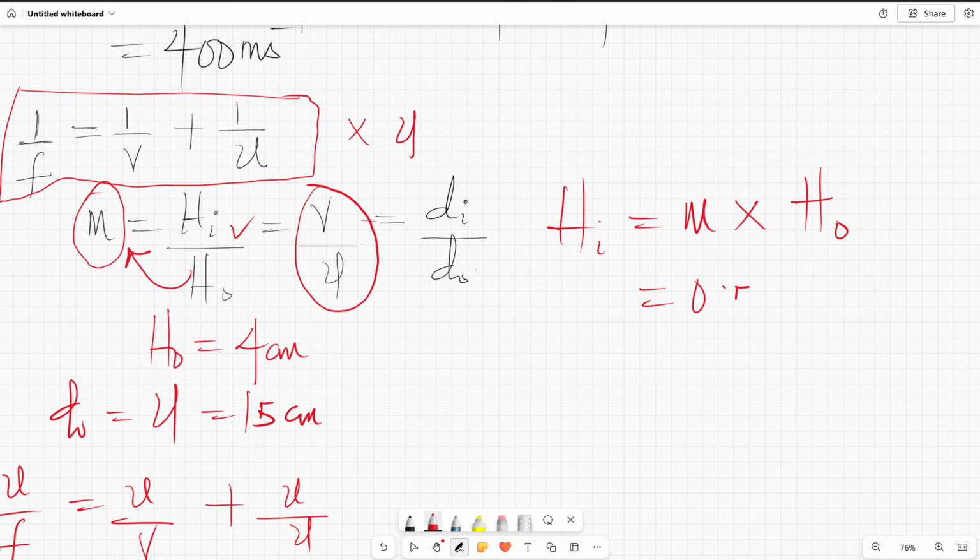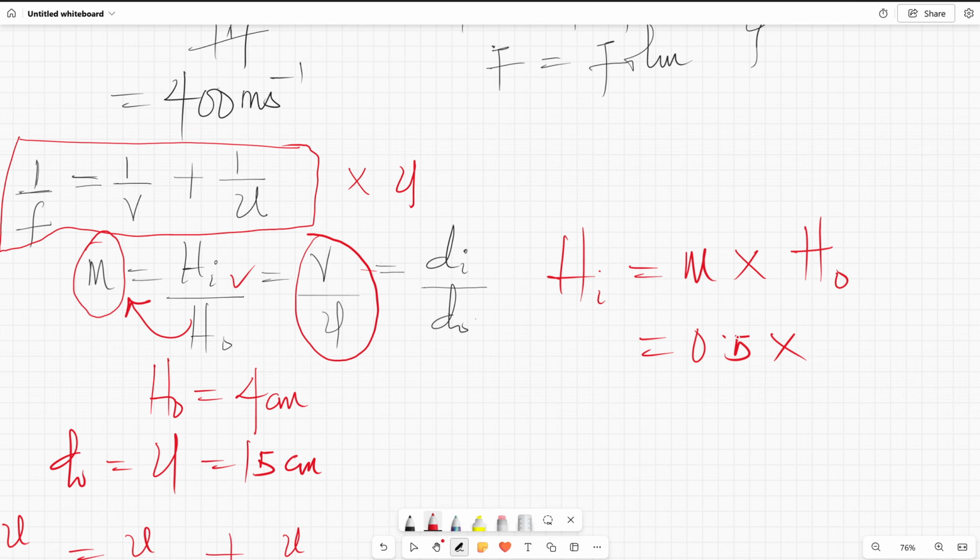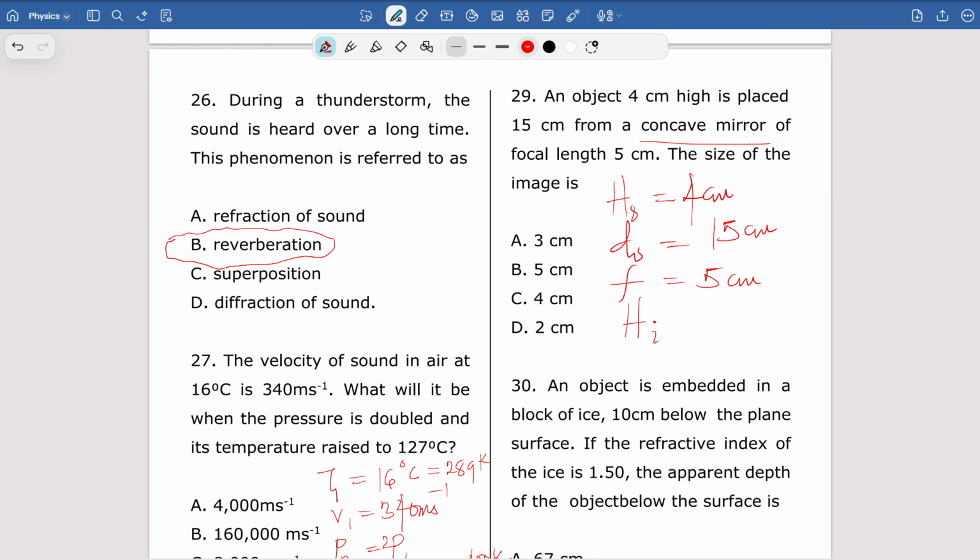And that is 0.5 multiplied with the height of the object again. The height of the object given here was 4. So this gives us 2 centimeters. So that is 2 there. So go with 2.